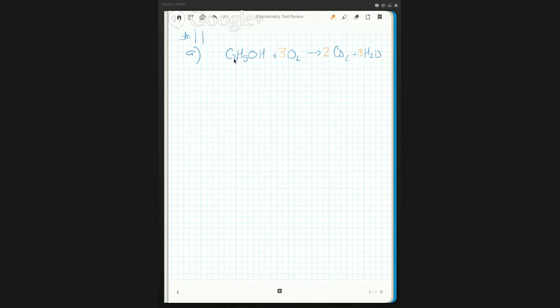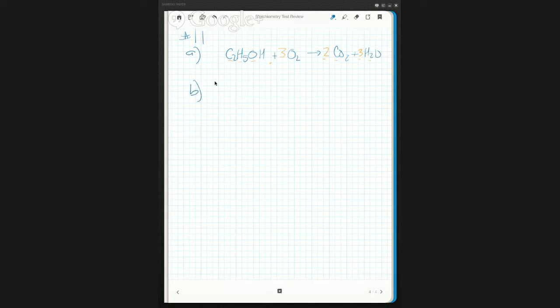Let's see, let's double check this. 2 carbons and 2 carbons. 6 hydrogens and 6 hydrogens. 3 times 2 is 6 plus 1 is 7. 2 times 2 is 4 plus 3 is 7. And so it's balanced. Okay. So it's balanced with those coefficients. That was A. Okay. B.